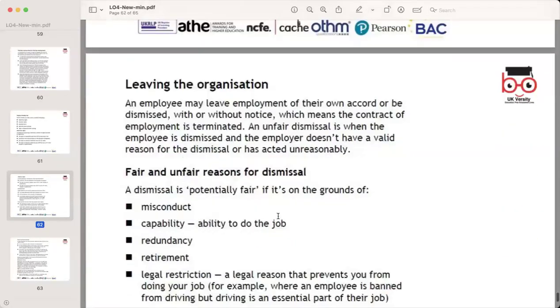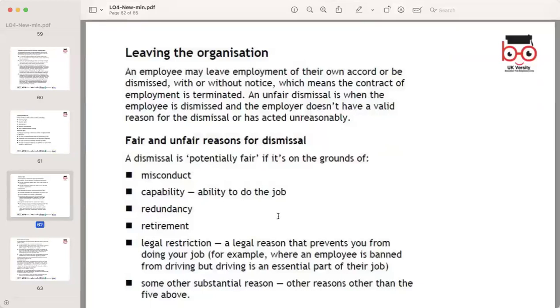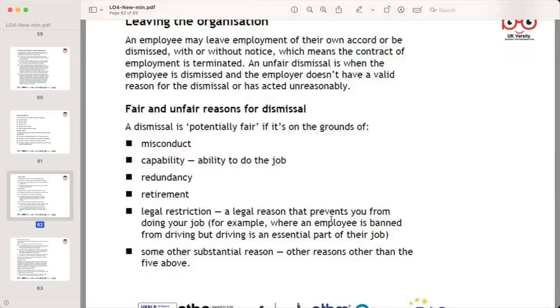Termination: leaving the organization, or termination of employment within an organization, can occur either voluntarily by the employee or through dismissal, so with or without notice, leading to the termination of the employment contract. Unfair dismissal occurs when an employee is terminated without a valid reason, or if the employer's actions are deemed unreasonable.